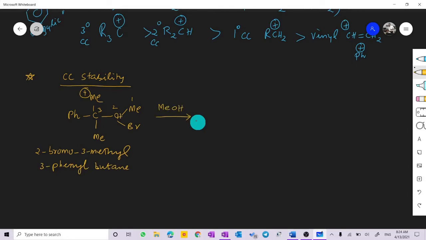As I told you, Br will go out as Br minus, and the beta proton has to be abstracted. First the carbocation will be formed. So you have Ph, C, Me, and then CH plus formed with Me. This carbocation is formed here. Now this is a secondary carbocation.